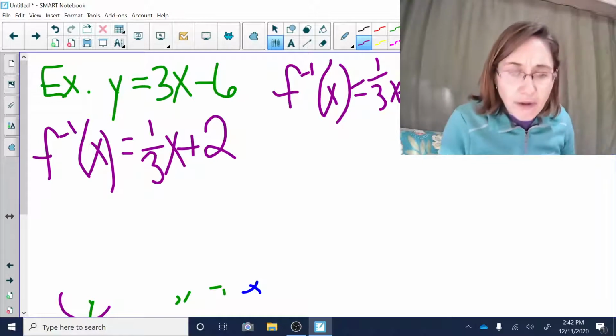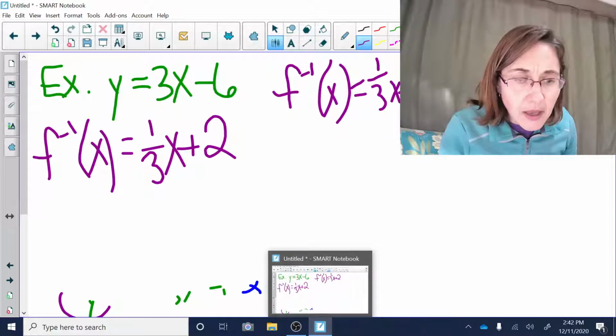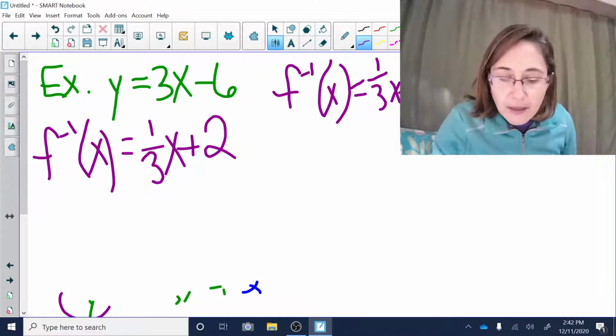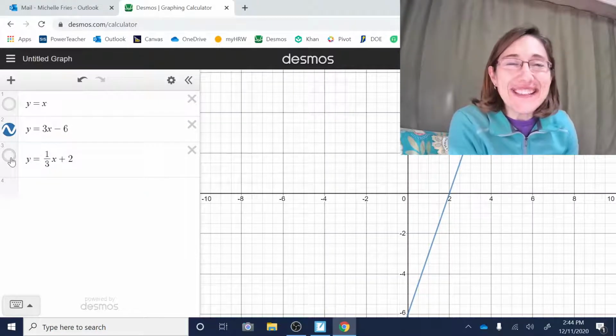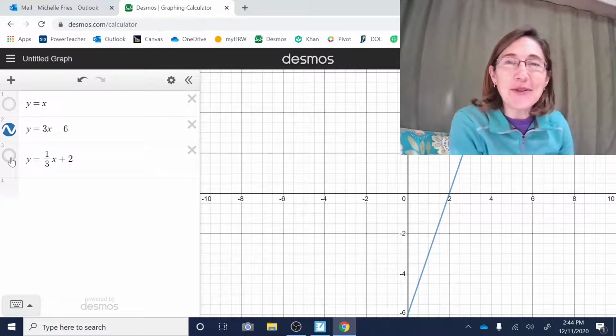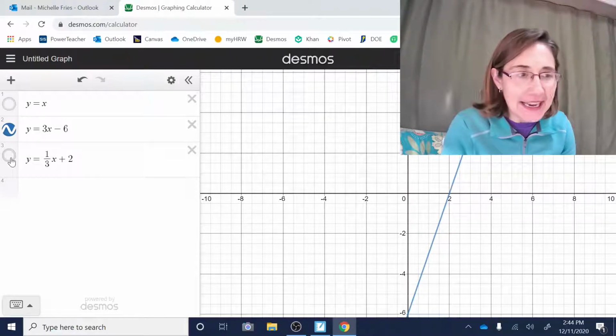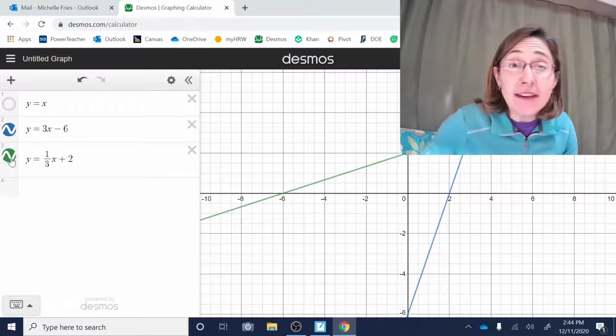Okay, so I have them graphed on Desmos so that you can see them there. Oh no, did I close it? Okay, so here I have the original graphed on Desmos, so that's what we saw when we graphed it by hand, and here is what the inverse looks like on Desmos, which also matches.